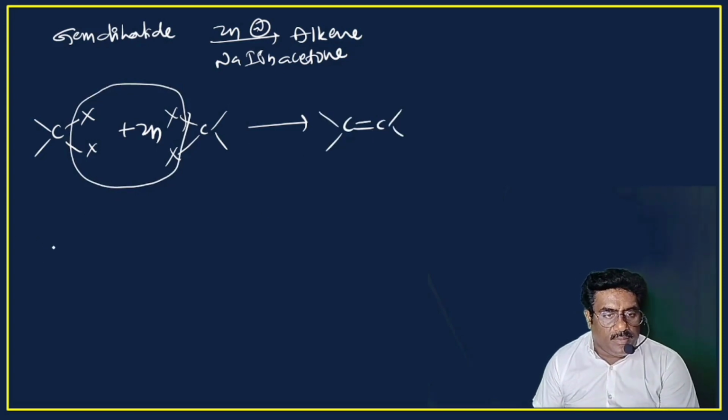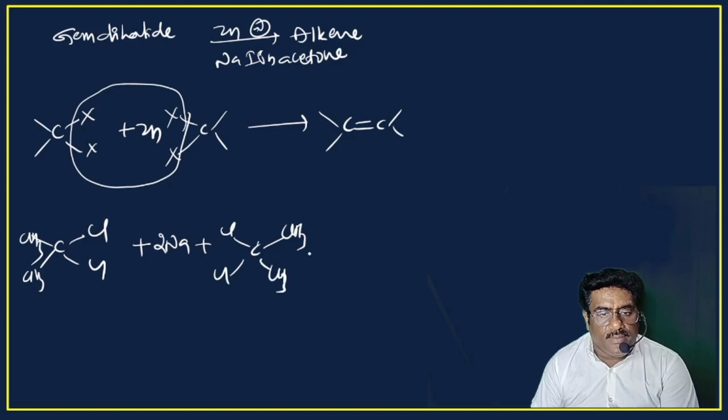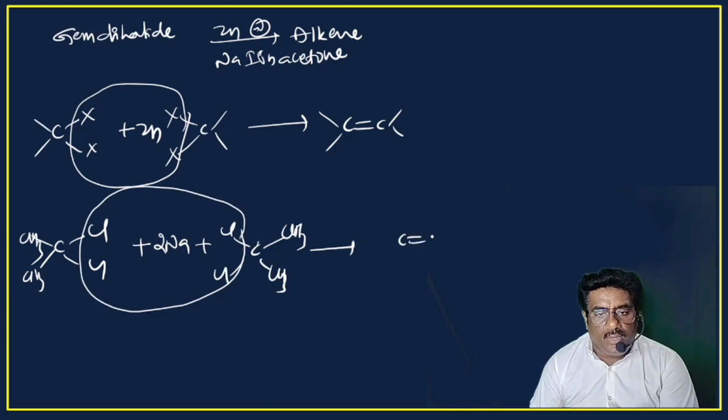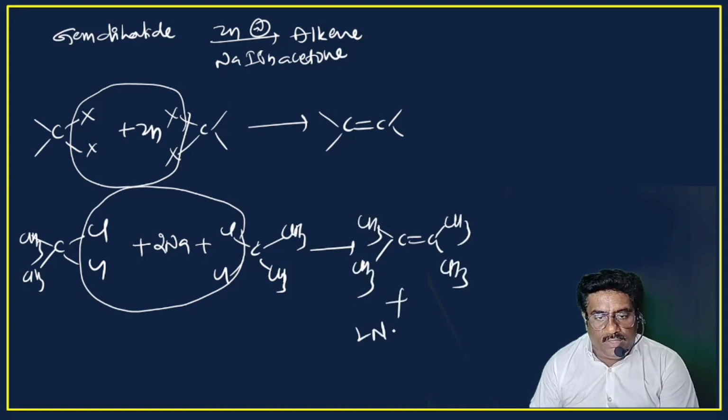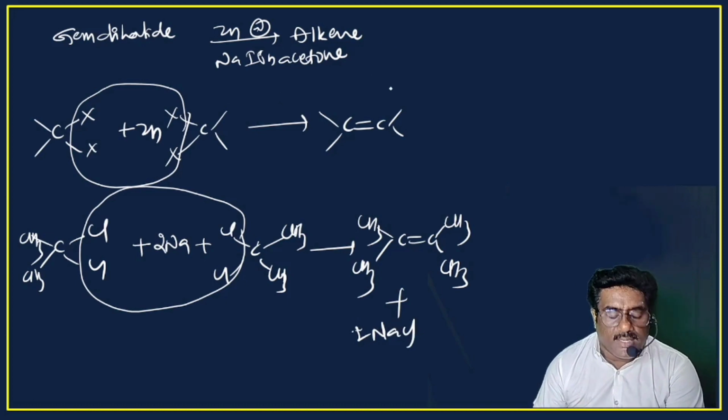I am taking an example: Cl Cl CH3 in presence of two sodiums, with Cl CH3 Cl CH3. It forms two NaCl and carbon double bonded with carbon, CH3 CH3, plus 2 NaCl. This is for gem dihalide to alkene. Next method.